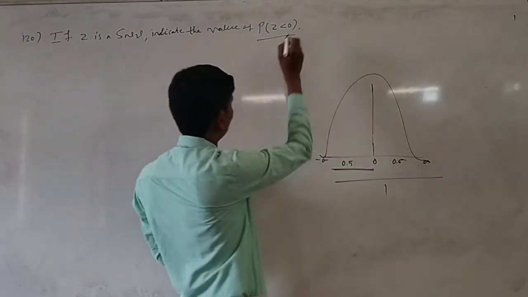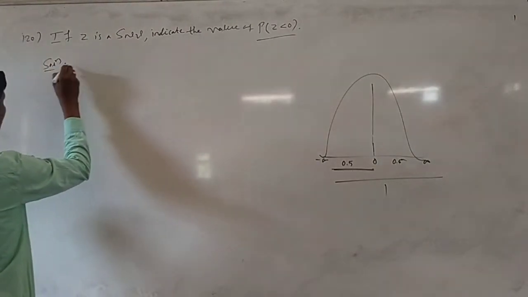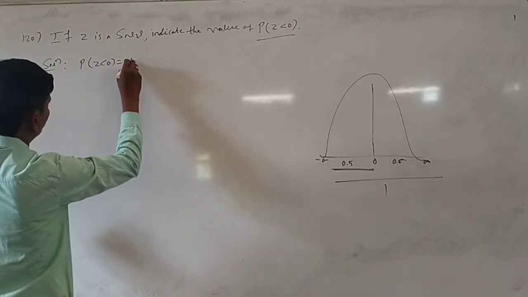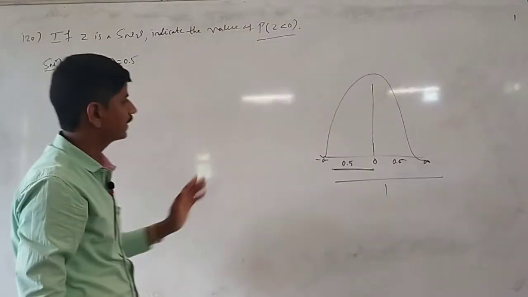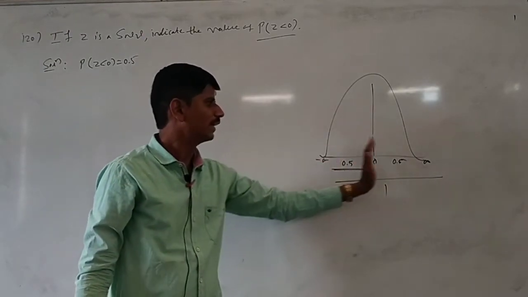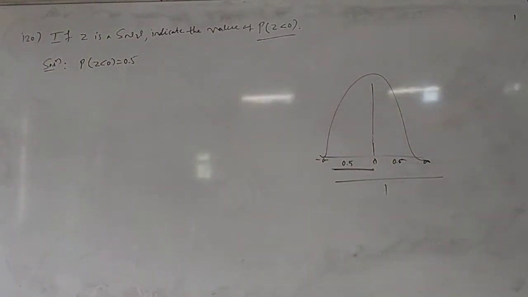Here the solution: probability of z is less than 0 is 0.5. Suppose they are asking greater than 0, it is also 0.5. Less than 0 is 0.5 and greater than 0 is also 0.5. It is the 120 problem, it is a 1 mark question.